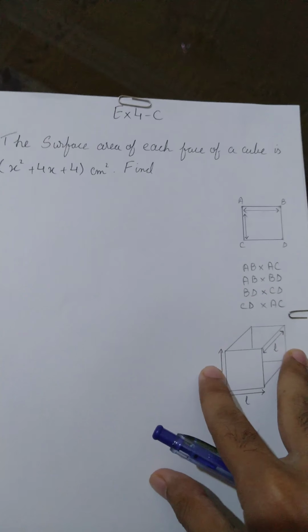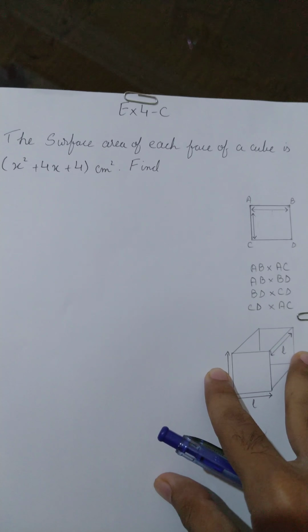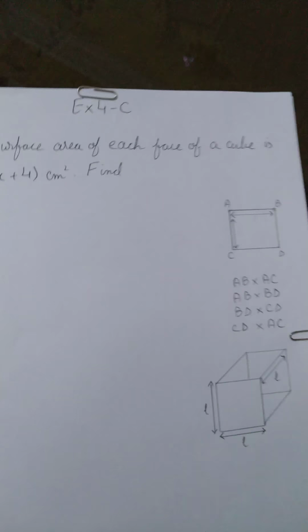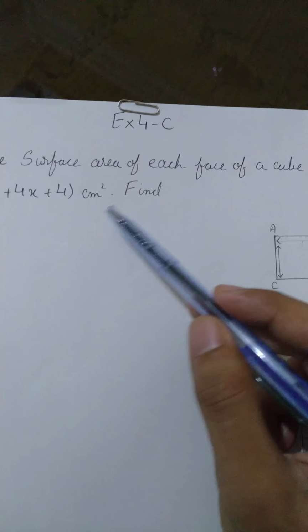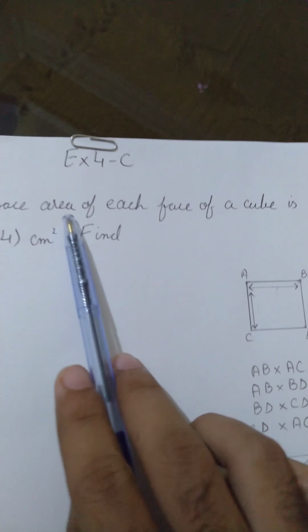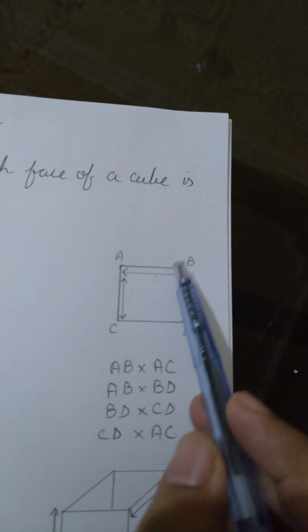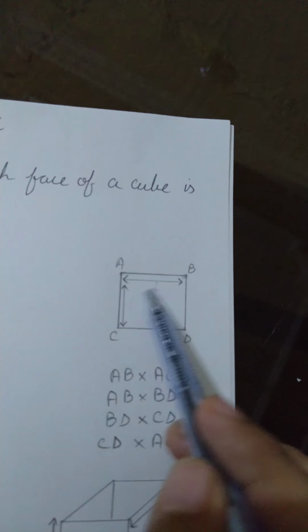Exercise 4C, question 9 is here. The surface area of each face of a cube is x square plus 4x plus 4 centimeter square. As you can see, centimeter square represents that two sides are multiplied together. So to discuss the area, let's look at this diagram. I've drawn a square face of a cube, and we can find its area.